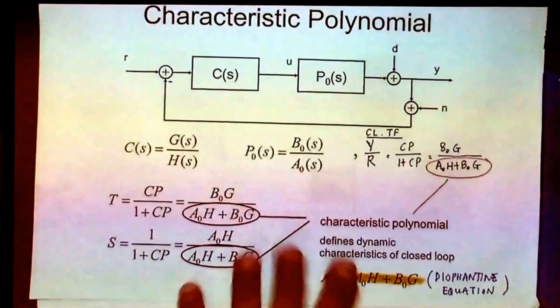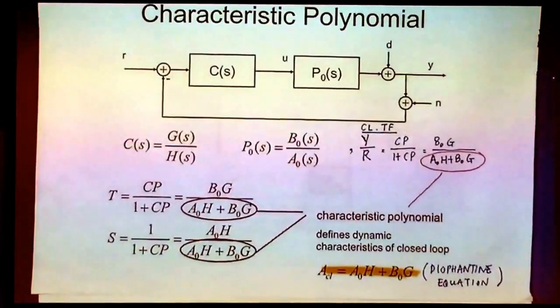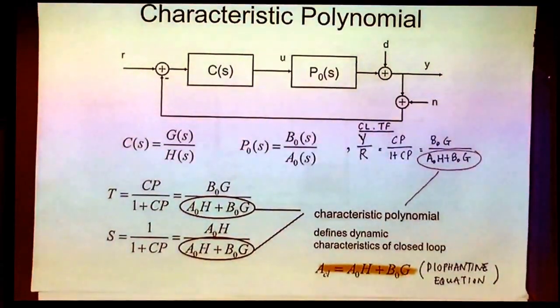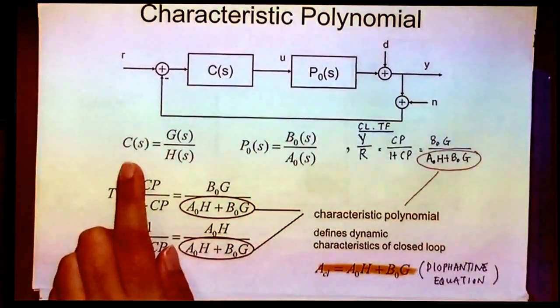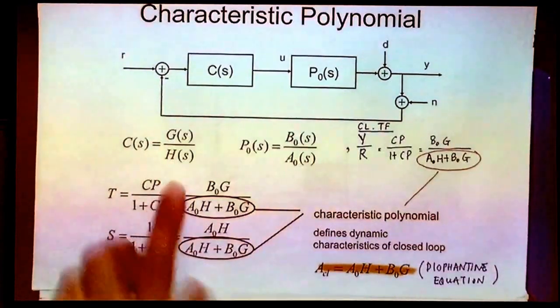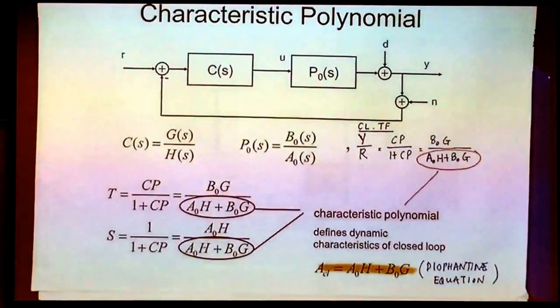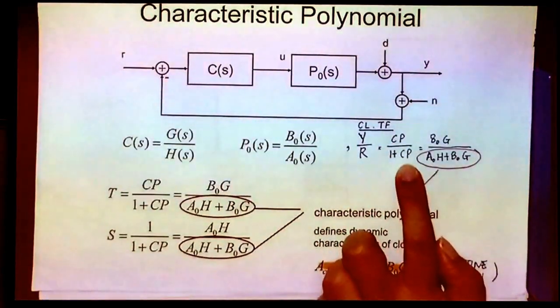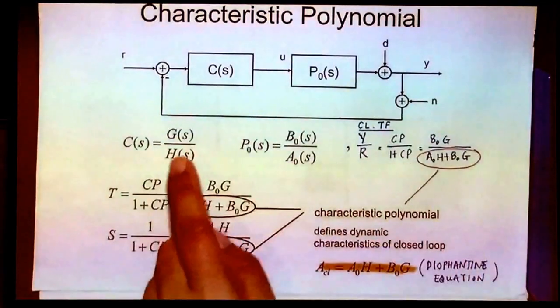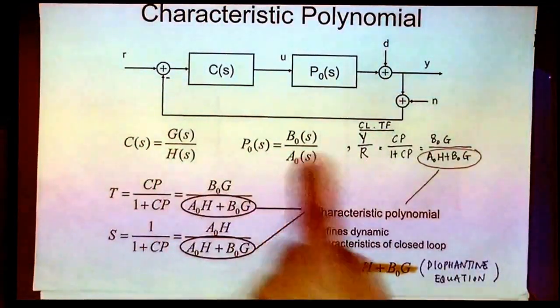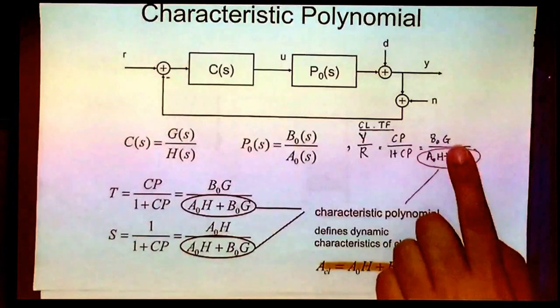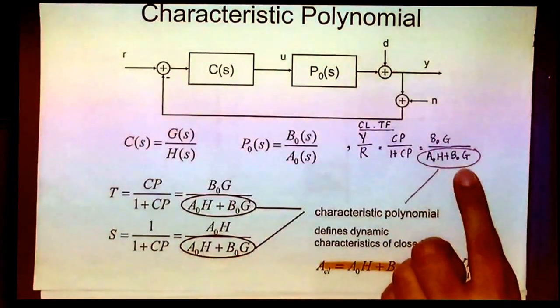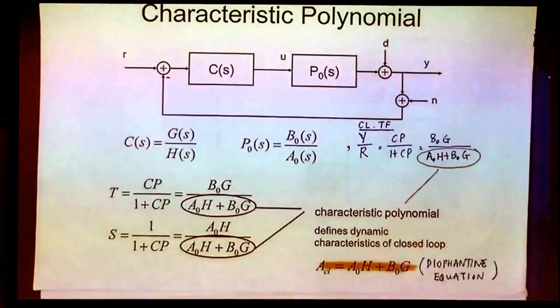This is really the core, the material we are going to cover. So back to this. We are writing C(s) as G(s) over H(s), and P0 as B0 over A0. So we also have to update ourselves: the closed loop transfer function is not just CP over 1 plus CP. If you put this and this inside here, you end up with B0 G over A0 H plus B0 G. Just substitute.